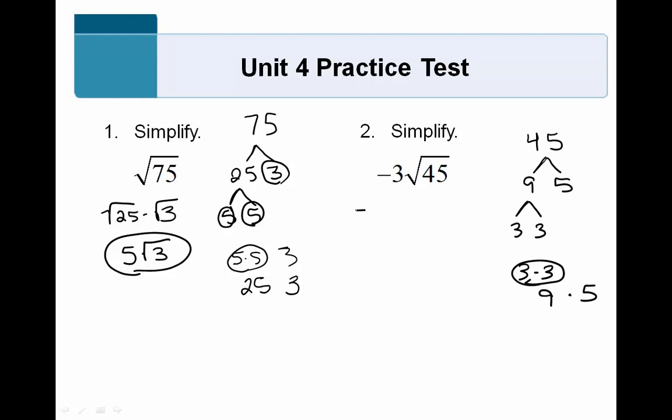So the negative 3 will drop down. I will rewrite radical 45 as radical 9 times radical 5. And now I'll simplify. I will have negative 3 multiplied by the square root of 9, which is 3, multiplied by radical 5. Negative 3 multiplied by 3 is negative 9. So I get negative 9 times the square root of 5.